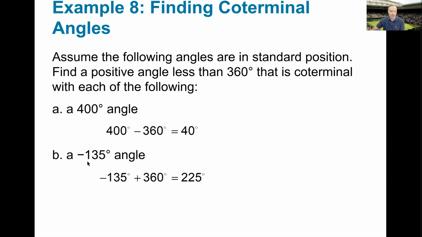If I say I want an angle coterminal to -135 degrees that's between 0 and 360, you say, well, just add 360 degrees to -135. You get your 225 degrees for that coterminal angle.